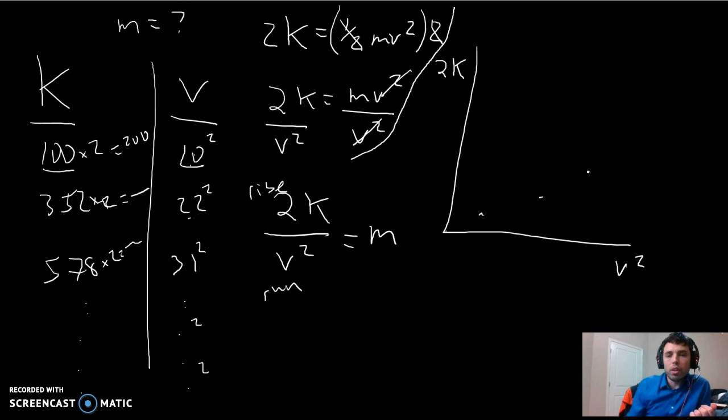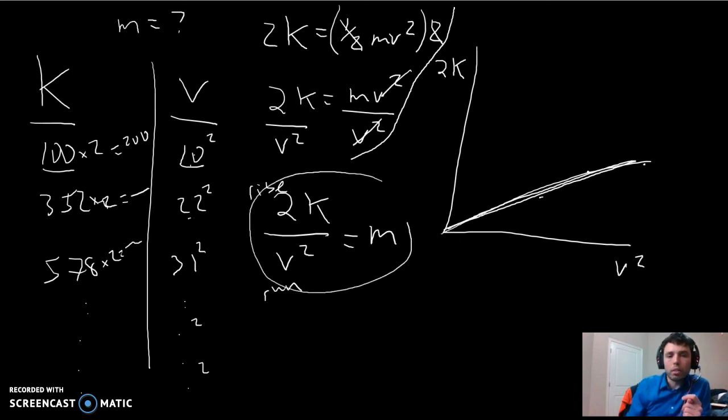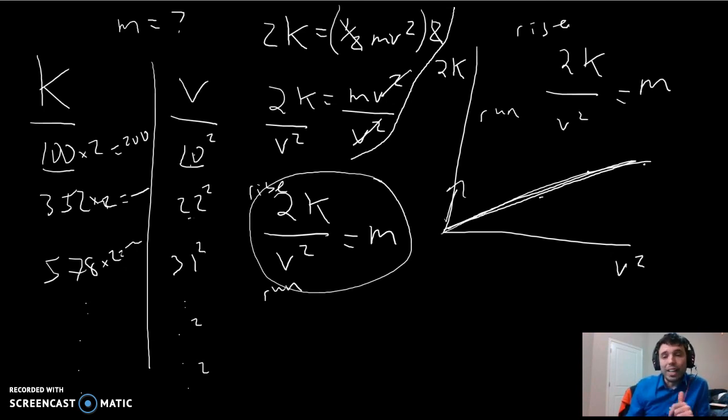Maybe it's there, wherever they are. We don't really care what the line looks like. But whatever the line is, the slope would equal the mass, because we already proved it right here. So what's the rise? That's the change in 2k. 2k is the rise, divided by v squared, that's the run. We arrange the equation this way, we plot the points that way, and that'll give us m. Now, I will warn you that this particular example doesn't actually work because it wouldn't be linear.